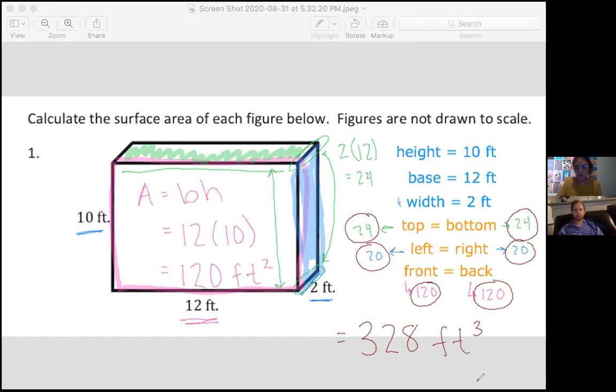No. Because the reason why it's not cubed is because cubed is for volume. It is squared because you're finding the 2-dimensional area of each side, adding it together. All right, y'all. So that's actually a major misconception that a lot of students get confused with.